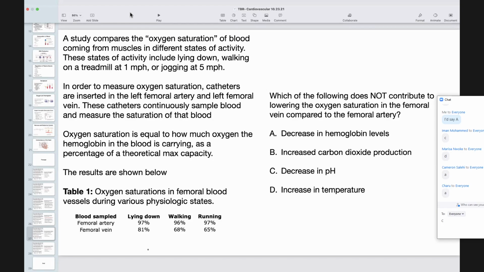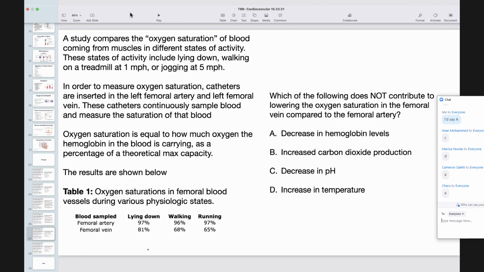Alrighty, this is the tougher one. It's a little bit more abstract. So which of the following does not contribute to the lowering of oxygen saturation in the femoral vein compared to the femoral artery? This is asking which of the following doesn't contribute to the hemoglobin kicking off its oxygen to the tissues. So increased carbon dioxide production: it's creating a higher concentration of carbon dioxide and using up the O2, so the O2 is going to diffuse from that hemoglobin into the tissues.